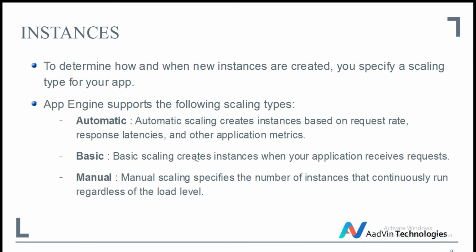Second one, basic. Basic scaling creates instances when your application receives requests. So whenever your application receives a request, the scaling will happen. That is basic scaling. Third one is manual. Manual scaling specifies the number of instances that continuously run regardless of the load level. So using manual, we can create multiple instances. When we are creating our application, we can specify how many instances should be there for our app. So that is manual scaling.